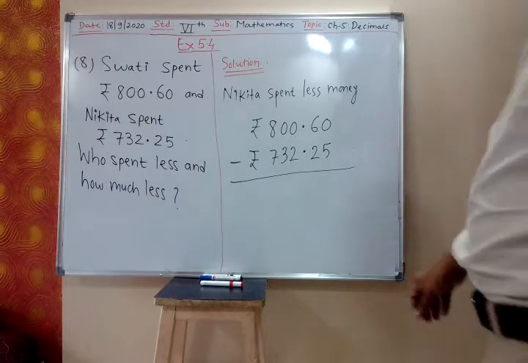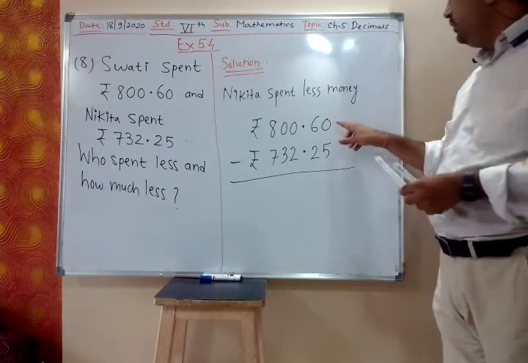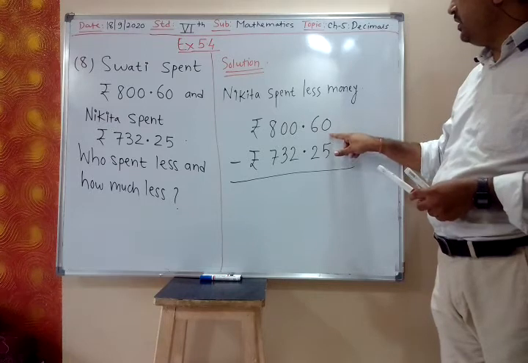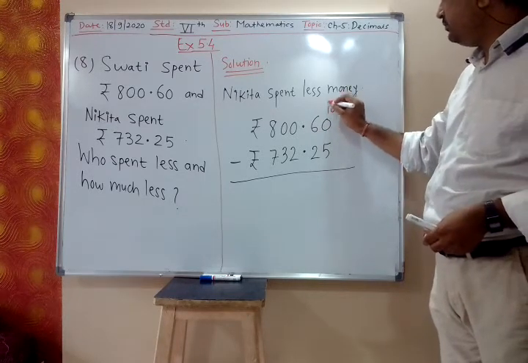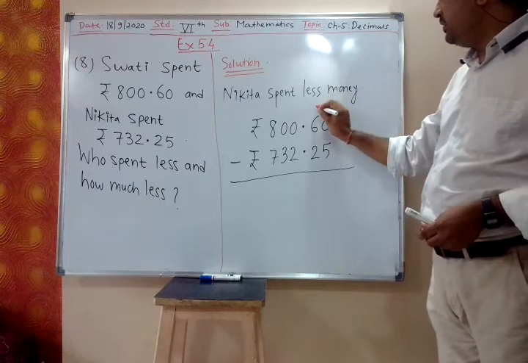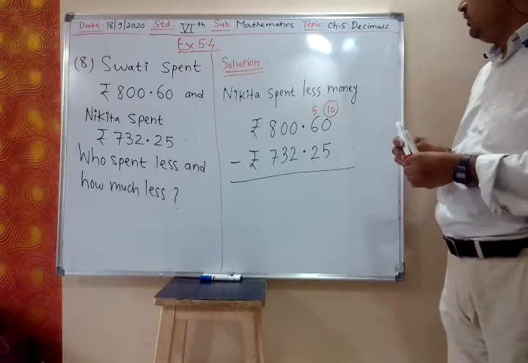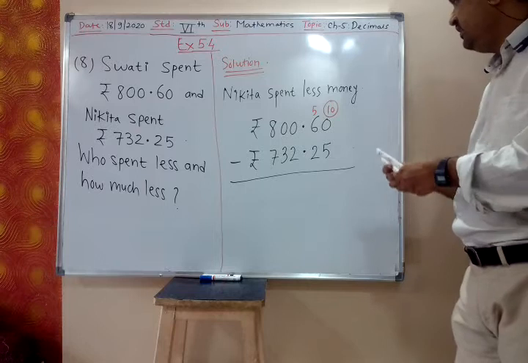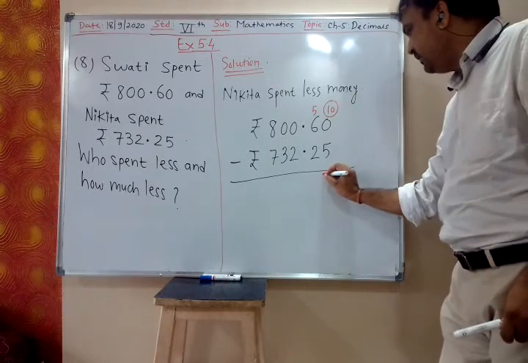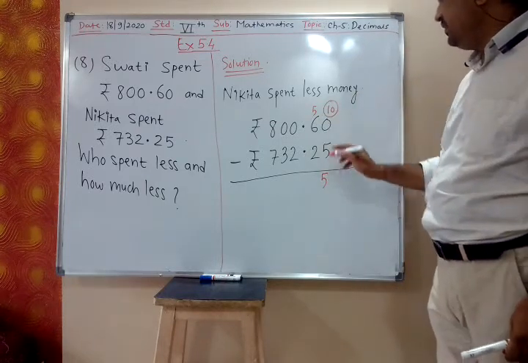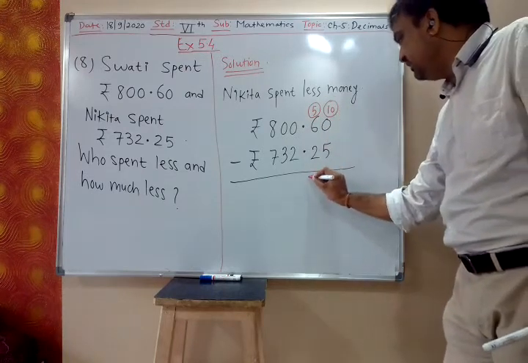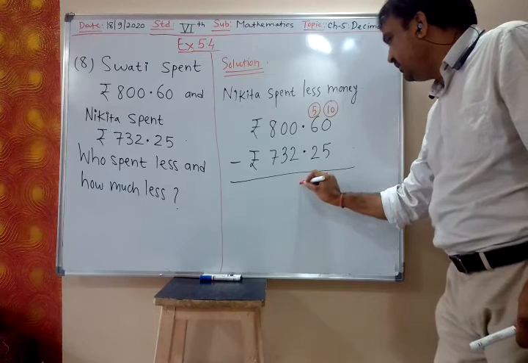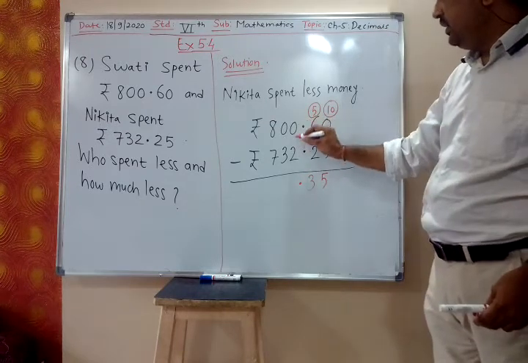So now we subtract. This is 0. This is 5. So 0 is smaller. So 1 will be carried. This 0 becomes 10. And this 6 becomes 5. So 10 minus 5 is 5. Then 5 is left. 5 minus 2 is 3. Point. Now this is 0.